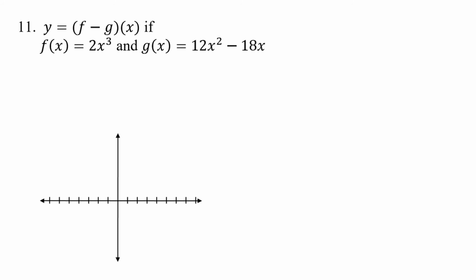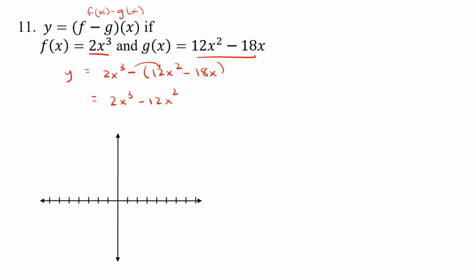All right, so here's number 11 from that homework. Gets a little bit different. Now it's telling us to set up f of x minus g of x. And this is just a little trick that you have to be careful of. When you're doing f of x minus g of x, you're doing 2x cubed minus everything from g of x. Why that matters is because when you're setting this up, it's going to be 2x cubed minus 12x, because we're distributing that negative through, but that negative switches that to a positive 18x.